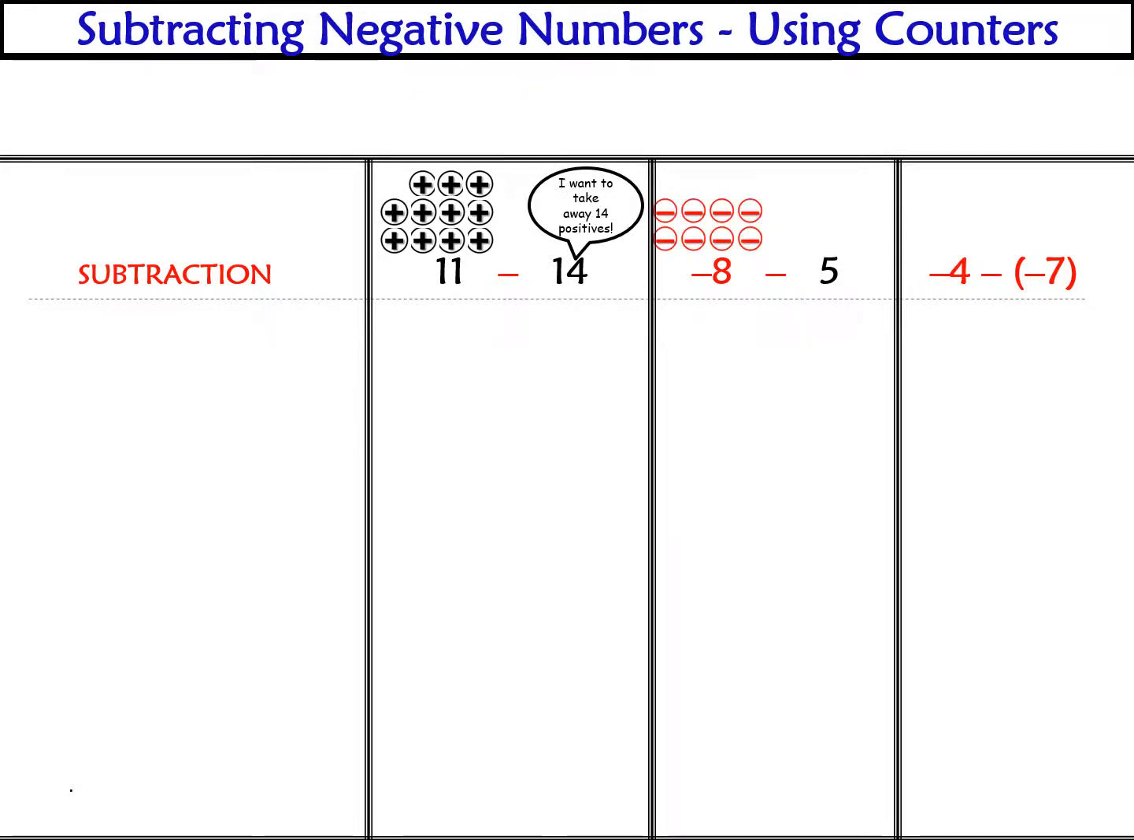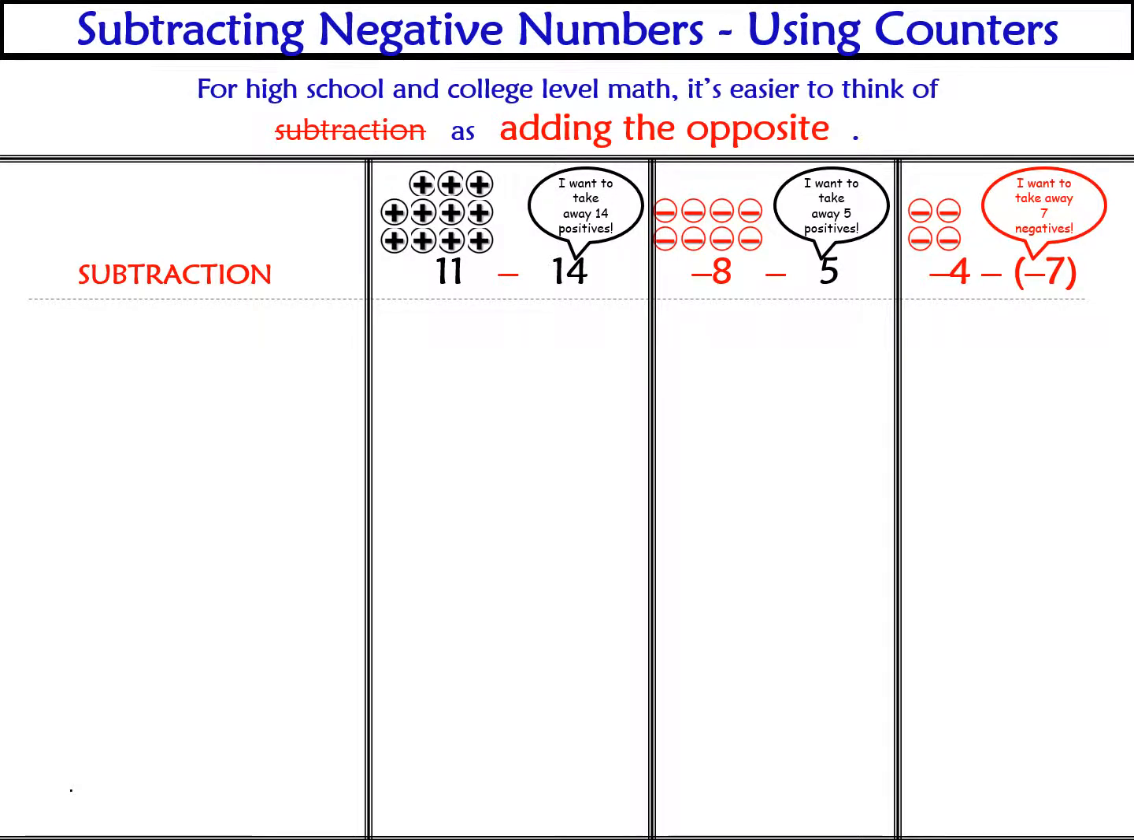Looking at negative 8 minus 5, there's the negative 8 part, but again, the minus 5 part says I want to take away 5 positives. And in looking at the third example, we start with a negative 4, but subtracting 7 negatives, well, we don't have 7 negatives. So, moving forward in your high school and college math careers, it's going to be easier to think of subtraction not necessarily as subtraction, but rather as adding the opposite.